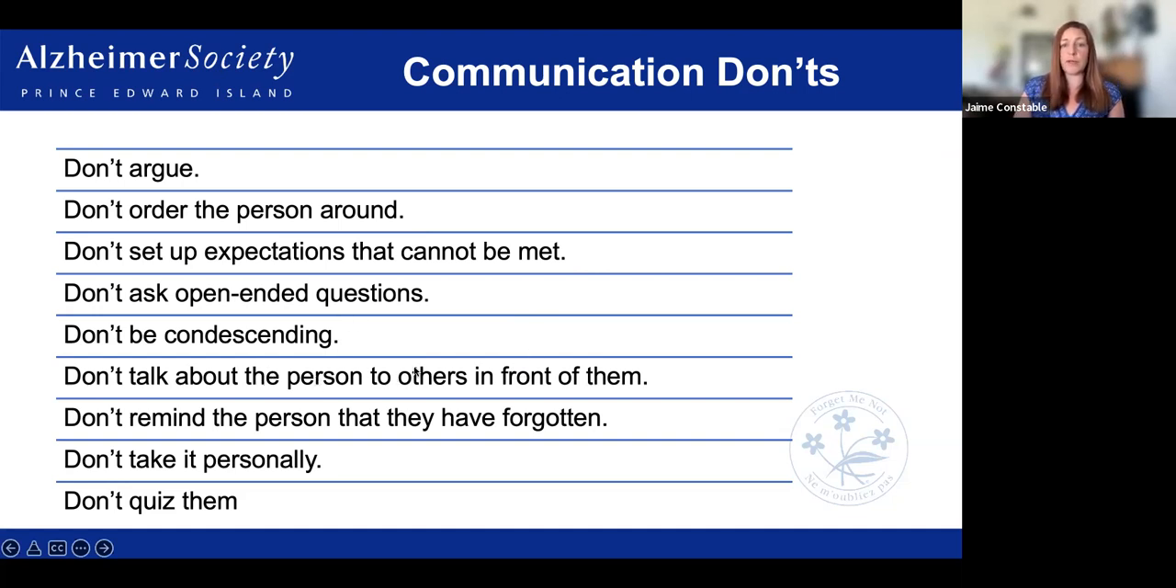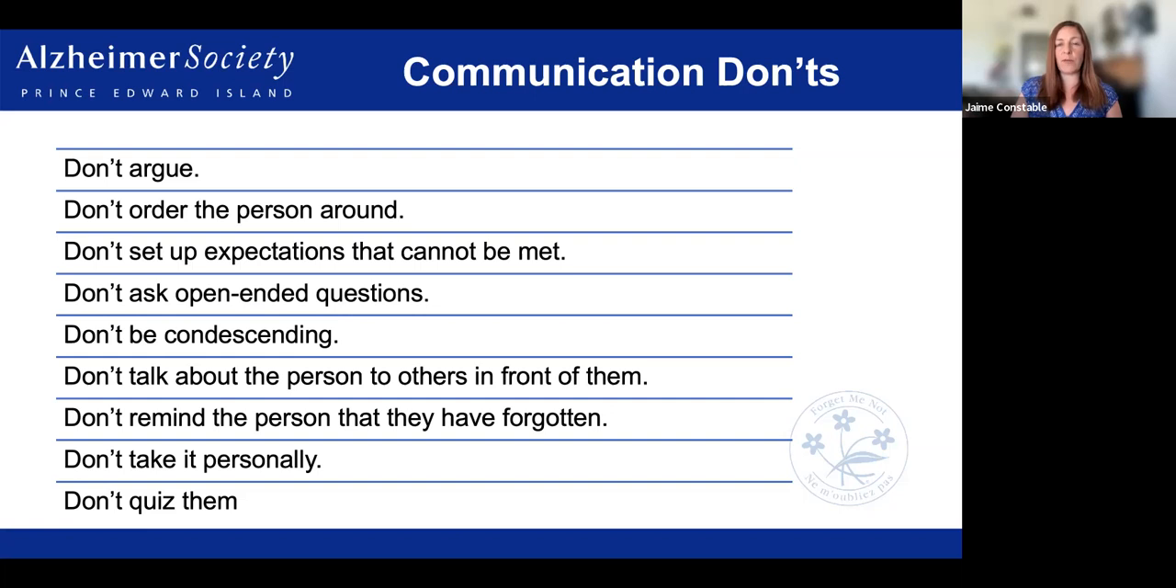Don't talk about the person in front of them without including them. Don't remind them that they have forgotten. It's really easy to say things like, don't you remember? We did that yesterday, or I already told you earlier. But those kinds of things just trigger and point out their disability, the fact that they are not able to do that. The other one that is extremely hard, in particular for family members, is not to take it personally. They can't help what they are doing, and they don't mean it personally.